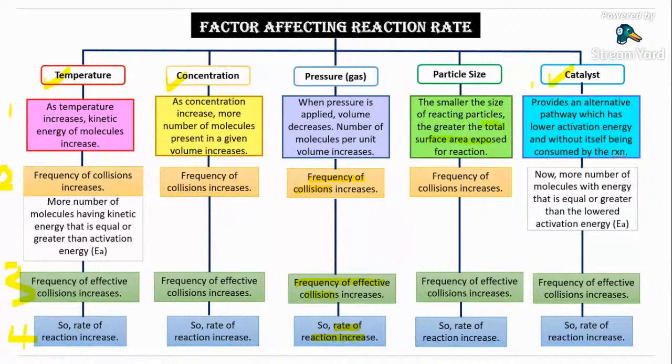And then the last one is catalyst. So Madam mentioned just now, it provides an alternative pathway which has lower activation energy, without itself being consumed. Then you have to continue to explain: more molecules with energy equal to or greater than the lower activation energy, so the frequency of effective collision increases, and then the rate of reaction increases. Maybe you can add frequency of collision increases after I explain this point. Okay, clear? That's all for today's discussion.